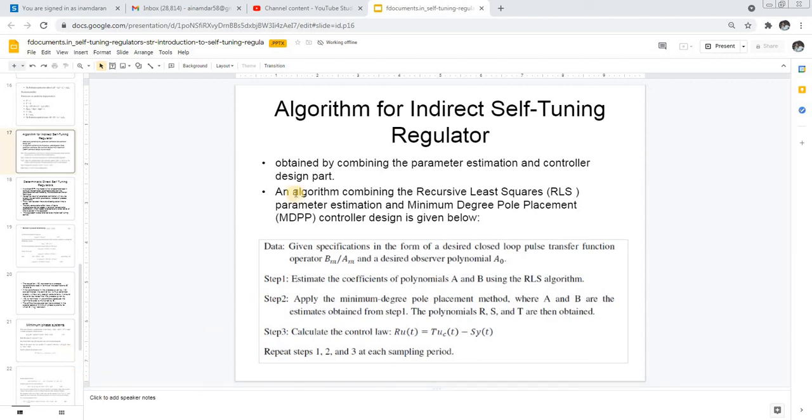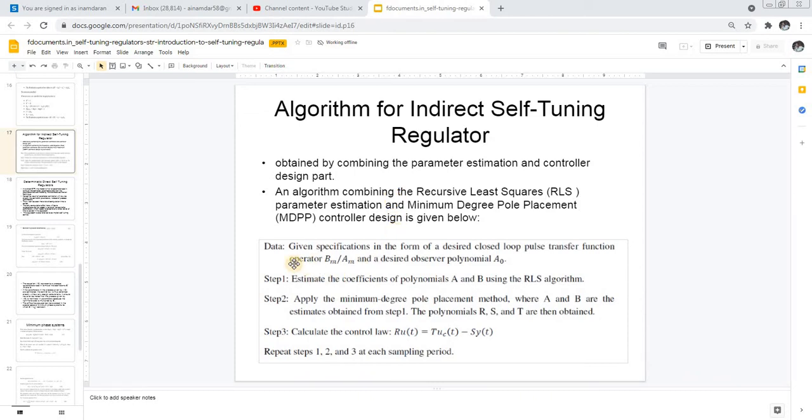So now we are going to have a look at the algorithm for the indirect self-tuning regulator. It is obtained by combining the parameter estimation and controller design parts. By combining the recursive least squares (RLS) technique for parameter estimation and minimum degree pole placement, which we have seen in the earlier slides, the controller design is given below. We have to use both techniques to find the algorithm for the indirect self-tuning regulator.